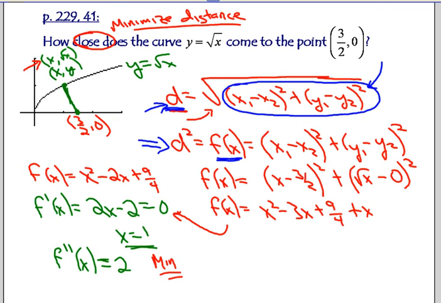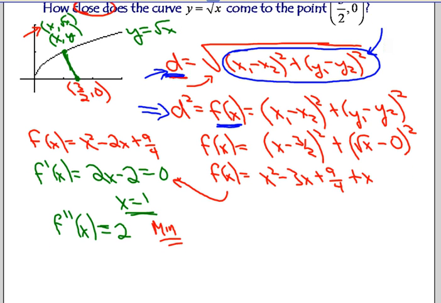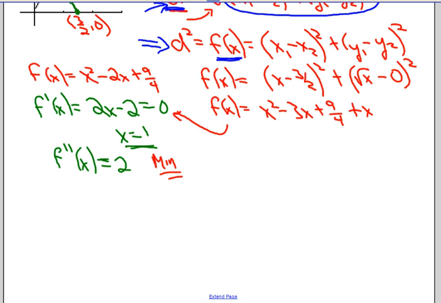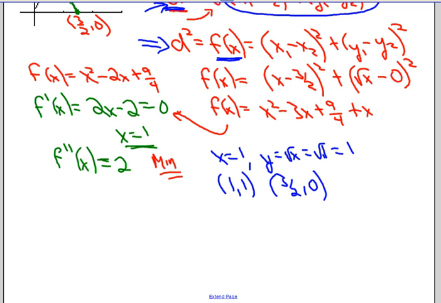How close does the curve y equals square root of x come to the point? Okay, so how close? They weren't really asking for the point. They're asking for how far apart are the two points. So let's get our point. We had x equals 1. We know our y-coordinate was the square root of x. So the square root of 1 is 1. So one of our points is 1, 1. Our second point is 3/2, 0.